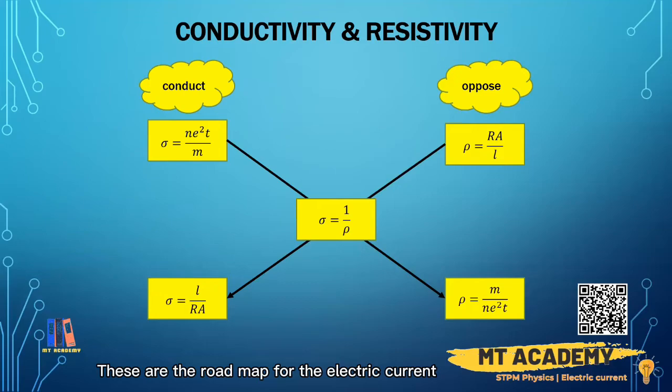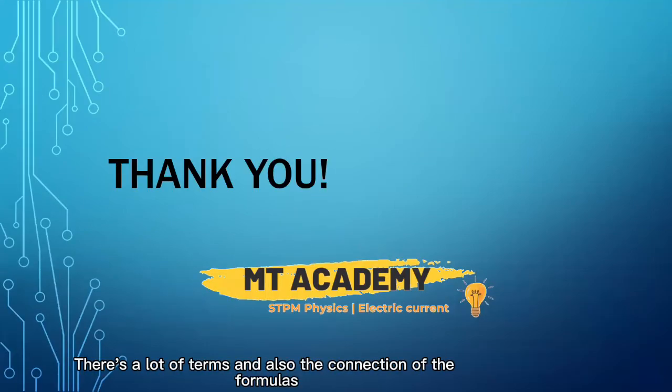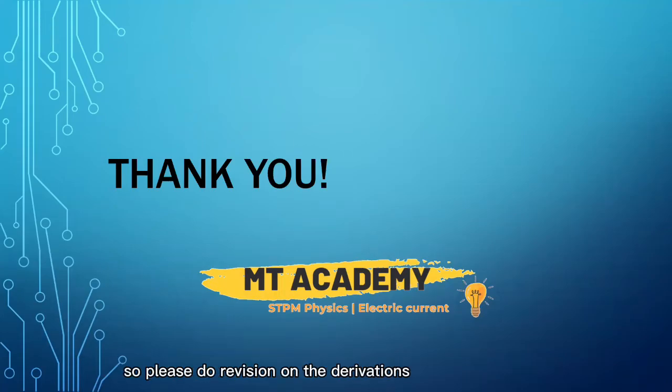So this is the roadmap for electric current. There are a lot of terms and also connections between the formulas. So please do revisions on the derivations so you can master this topic very well.